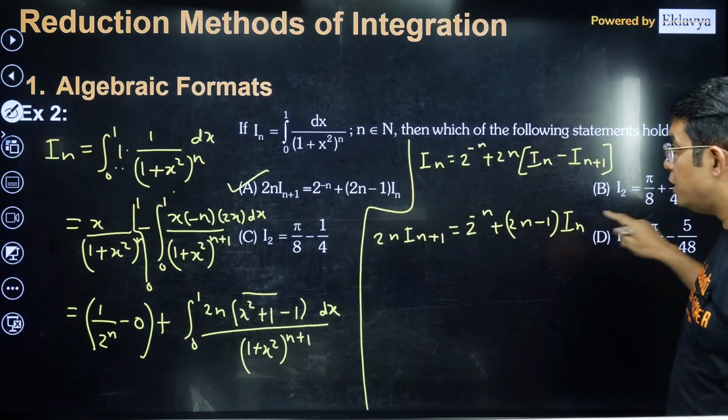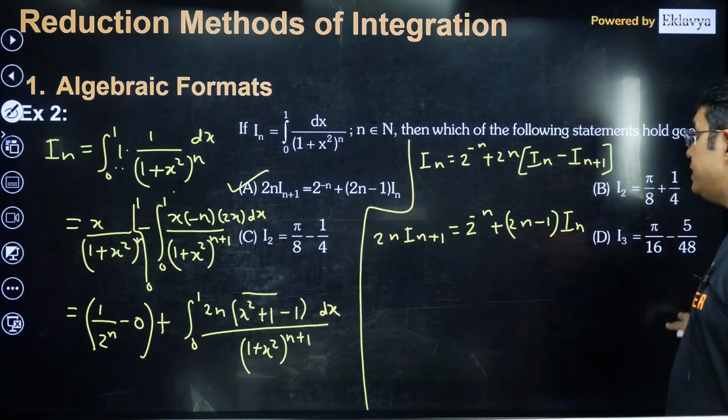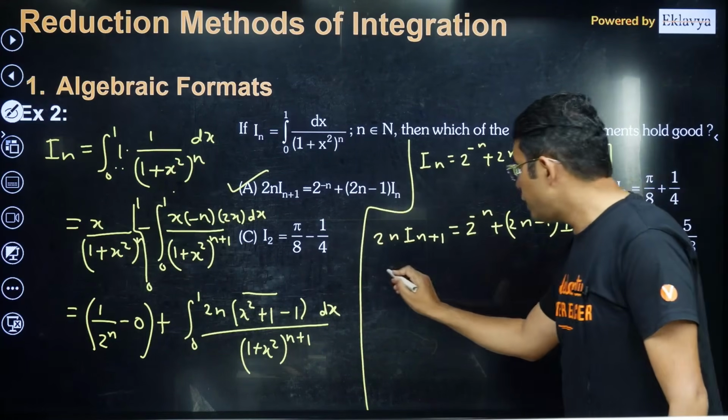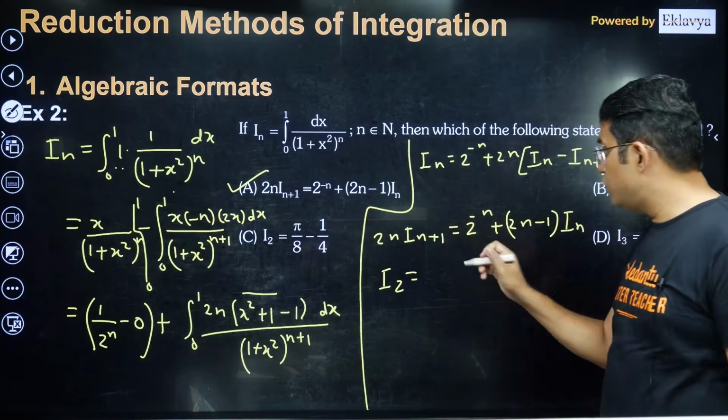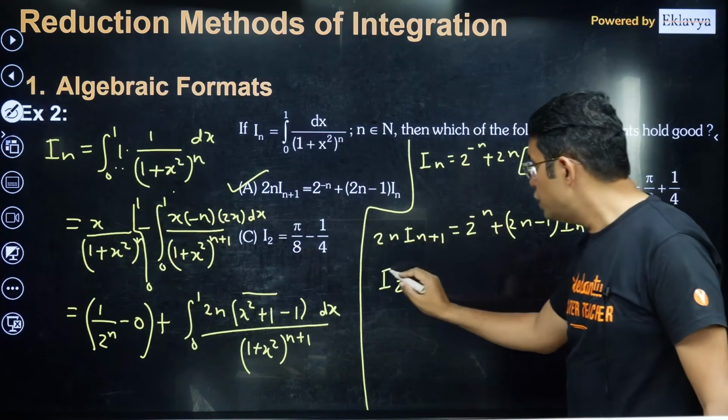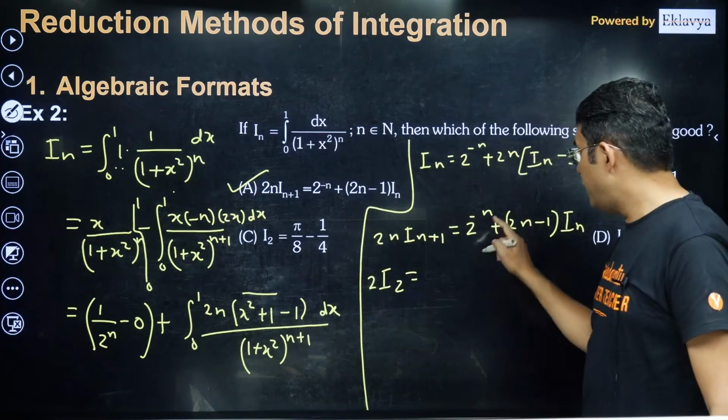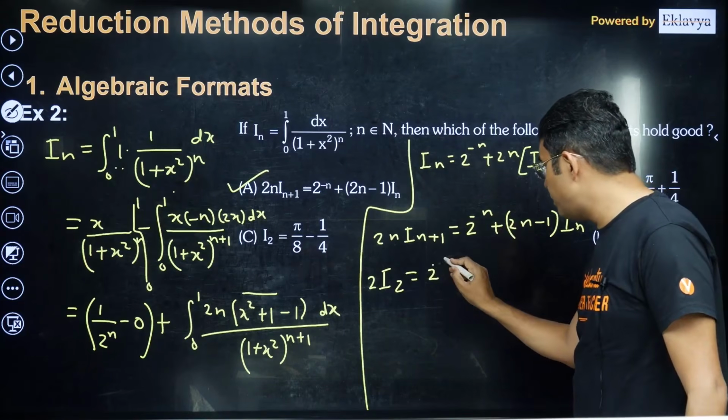Okay, and also they're asking I2 and I3 values. So let's find them. For I2, if I take n equal to 1 here, this will be 2 I2, and for n equal to 1, this will be 2 power minus 1.